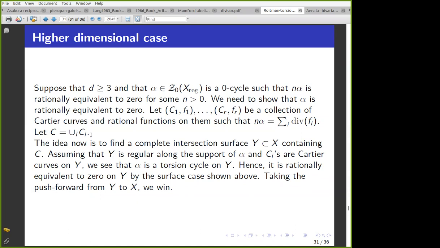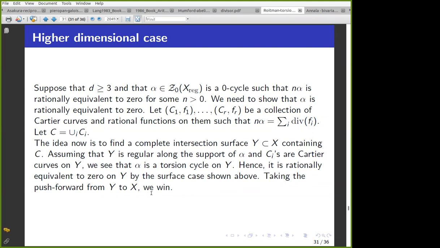Now, how do you reduce dimension? The idea is you can choose a complete intersection surface Y inside X which contains C. Suppose you can do that, and assume that Y is regular along the support of alpha, and the Ci are Cartier curves on Y. Then it follows that alpha is a torsion cycle on Y, but Y is a surface, so we already know that alpha must be rationally equivalent to 0 on Y. Then by pushing forward from Y to X, alpha is rationally equivalent to 0 on X. So we are done.